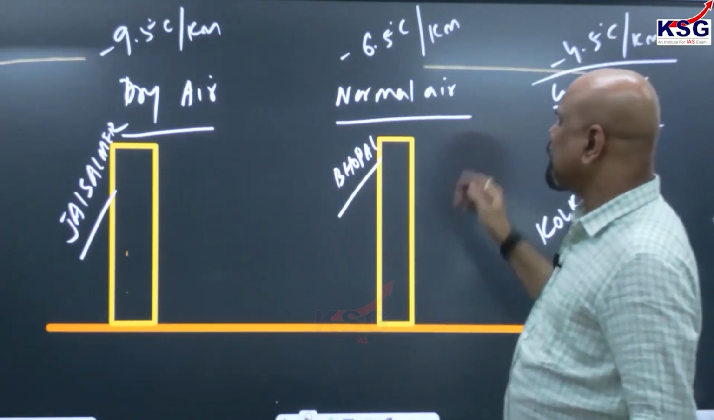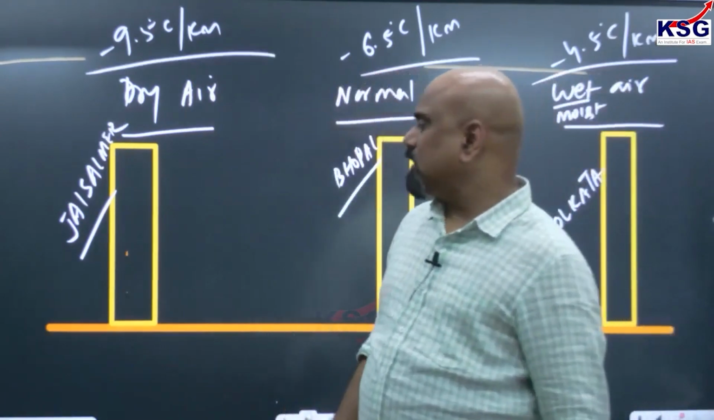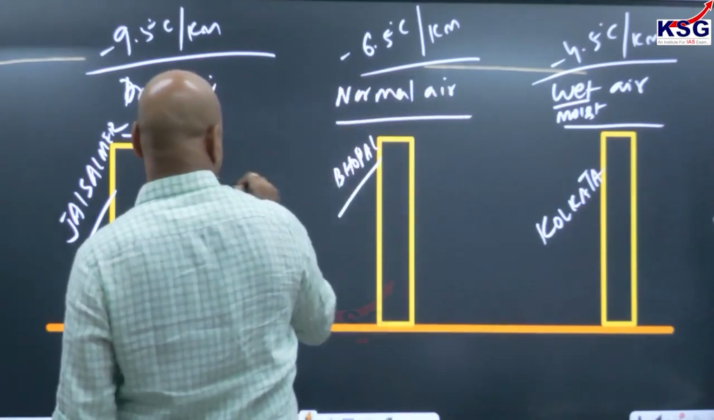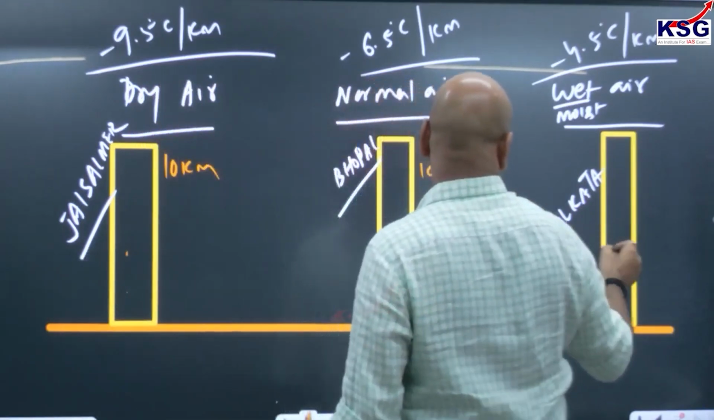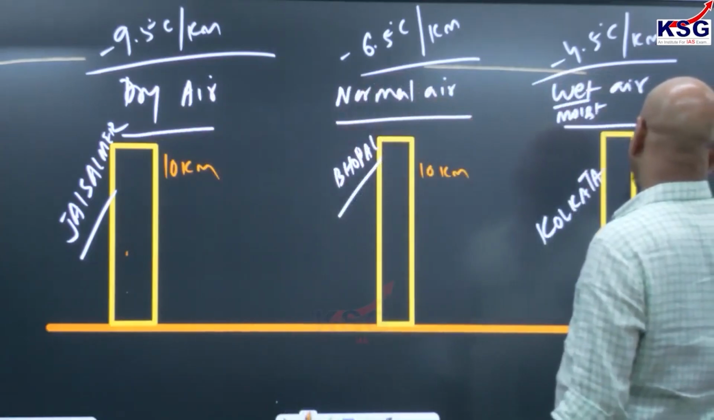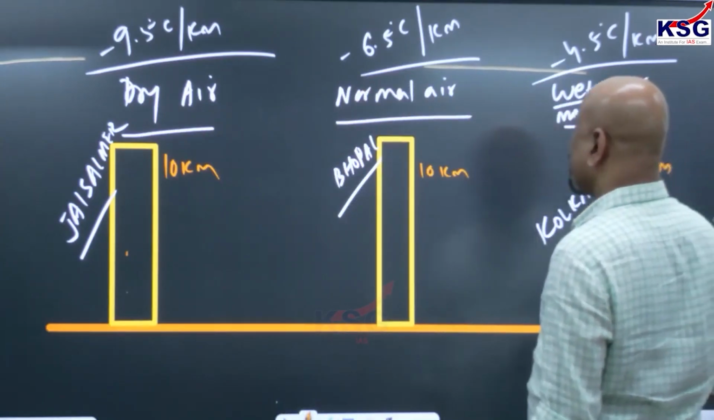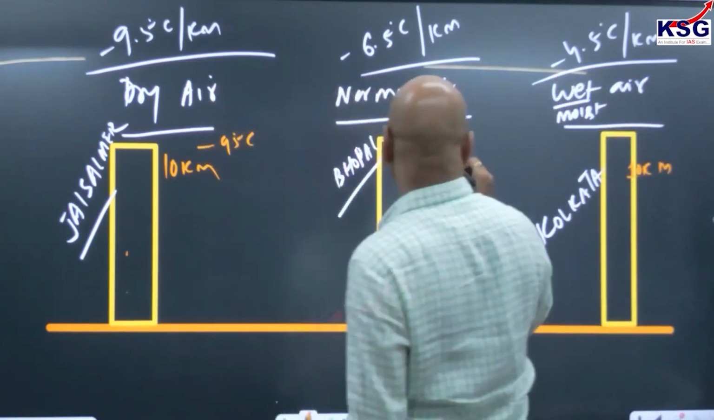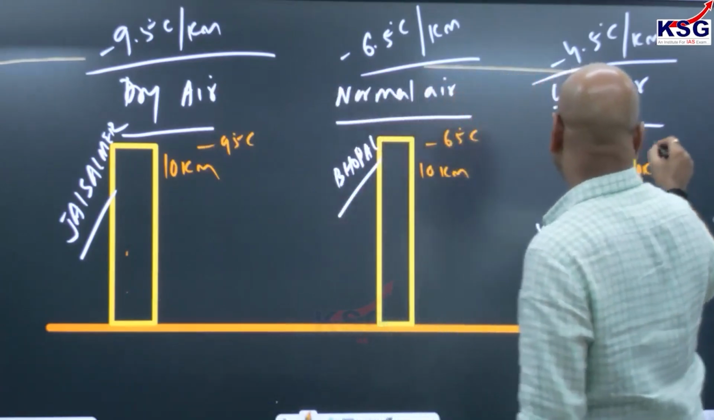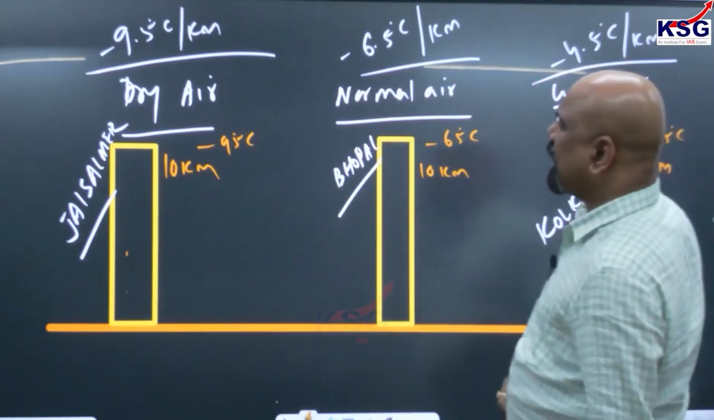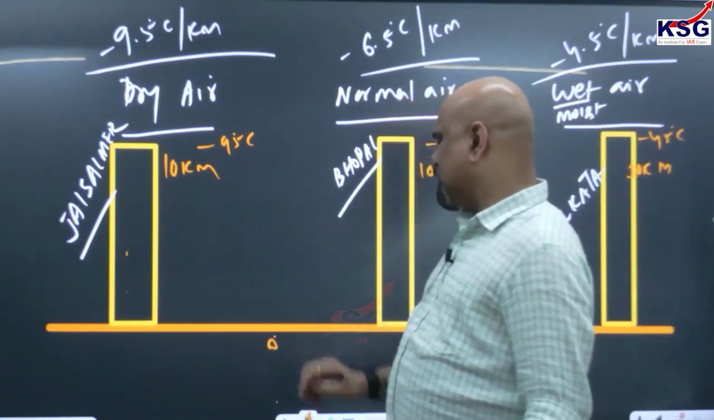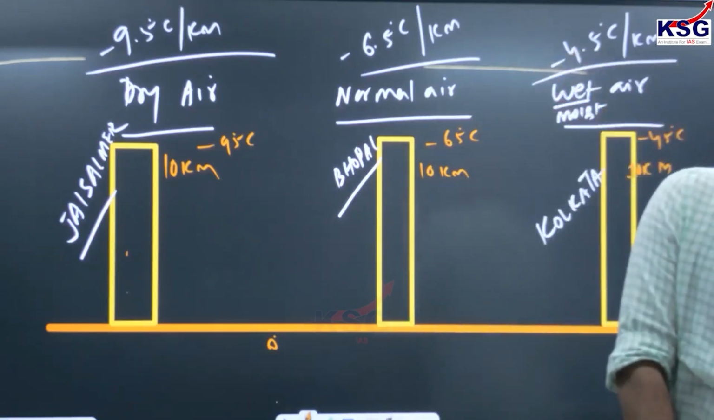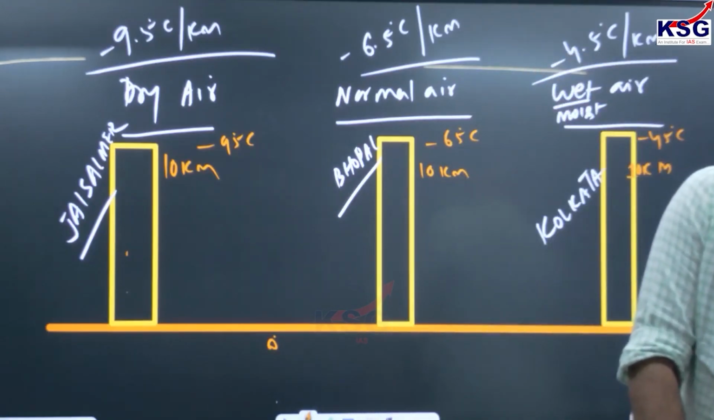So on an average, these will be different at all three places. If I go for 10 kilometer height from the surface at all these places, the temperature will turn into minus 95 degrees Celsius, minus 65 degrees Celsius, minus 45 degrees Celsius. Likewise, if it is 0 degrees at the surface at all places, let us assume, then with equal temperature at all three places, the temperature will decrease as we go up.